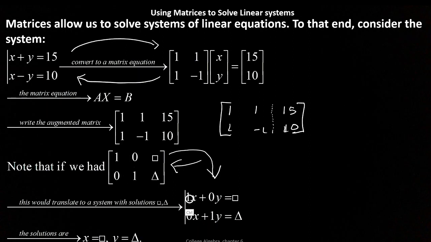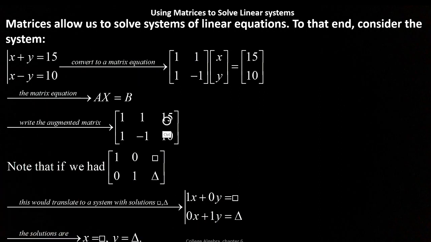Well, this means what? It means 1 times x plus 0 times y equals a number, whatever that is. 0 times x plus 1 times y equals that number. Now, this system is already solved because x is that and y is that, right? So if we could turn that augmented matrix into this, we have solved the system.